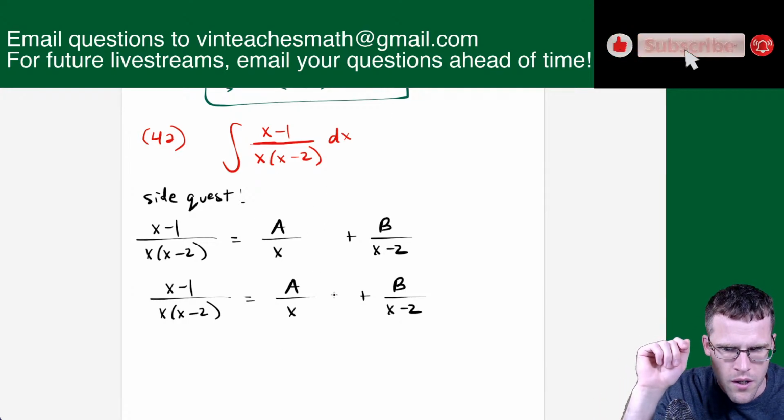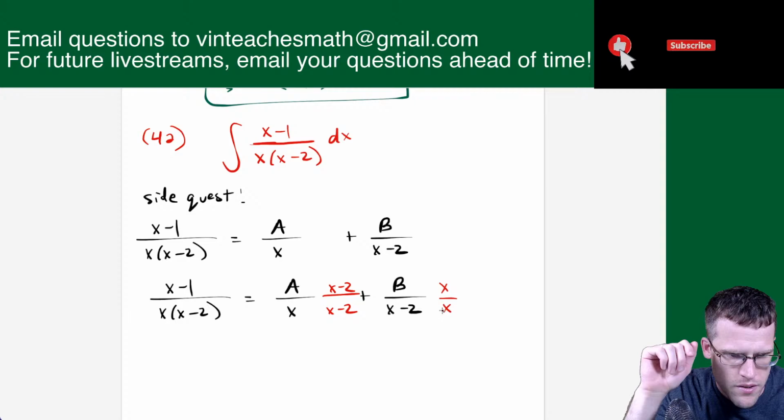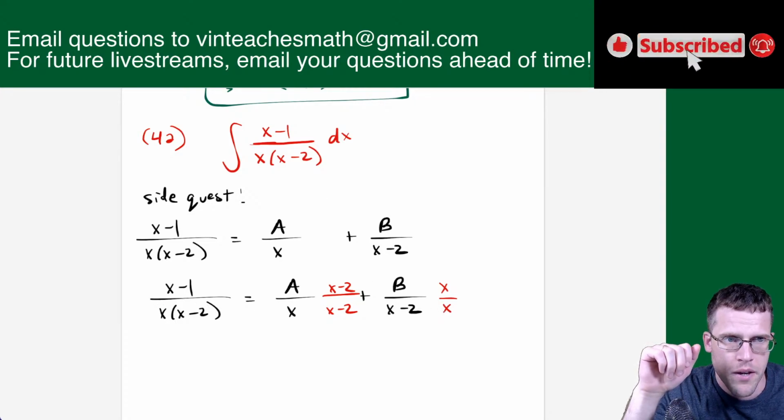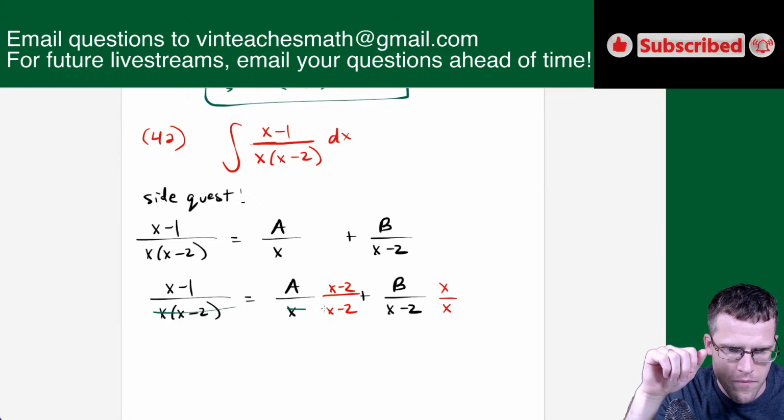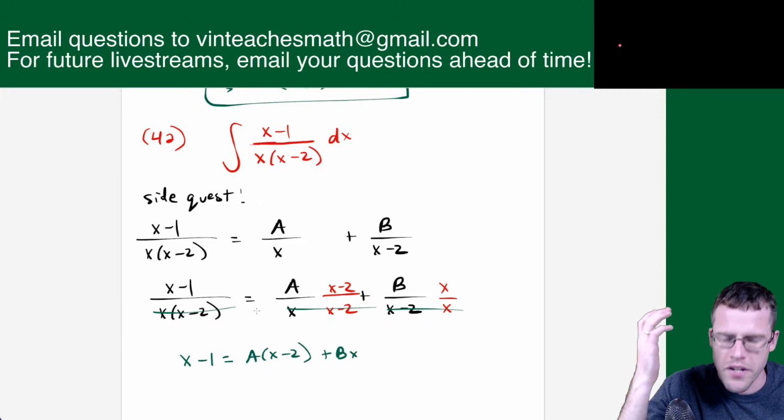So what I need to do is, this one needs to get multiplied by x minus 2 over x minus 2. This one gets multiplied by x over x. And now once all the denominators match, you could cancel them all out. And this is going to give you x minus 1 equals a times x minus 2 plus b times x. All right, now we have to solve for a and b.